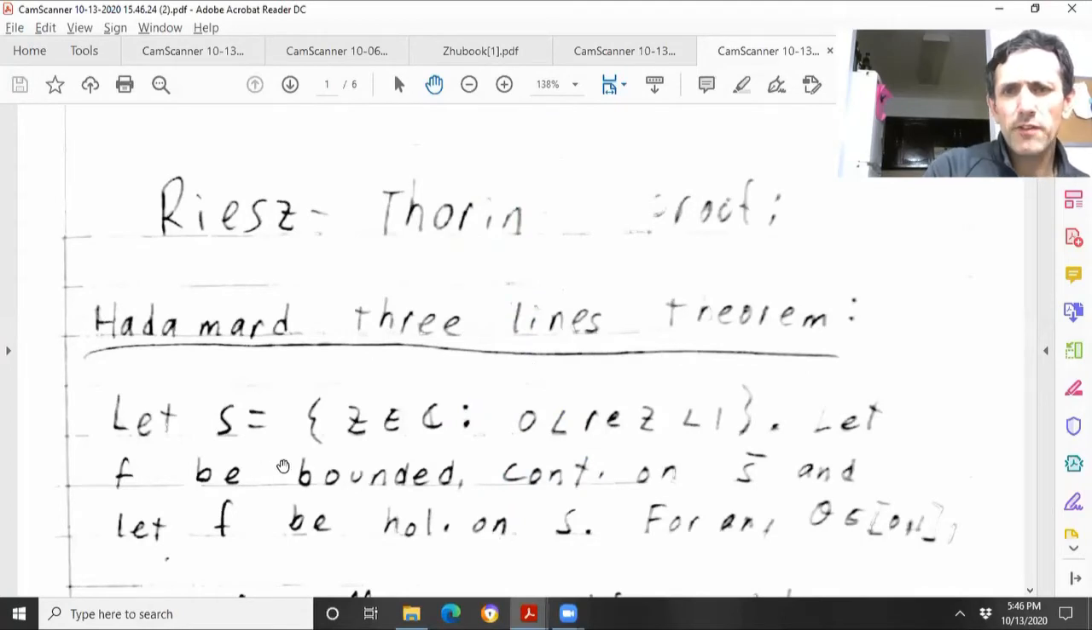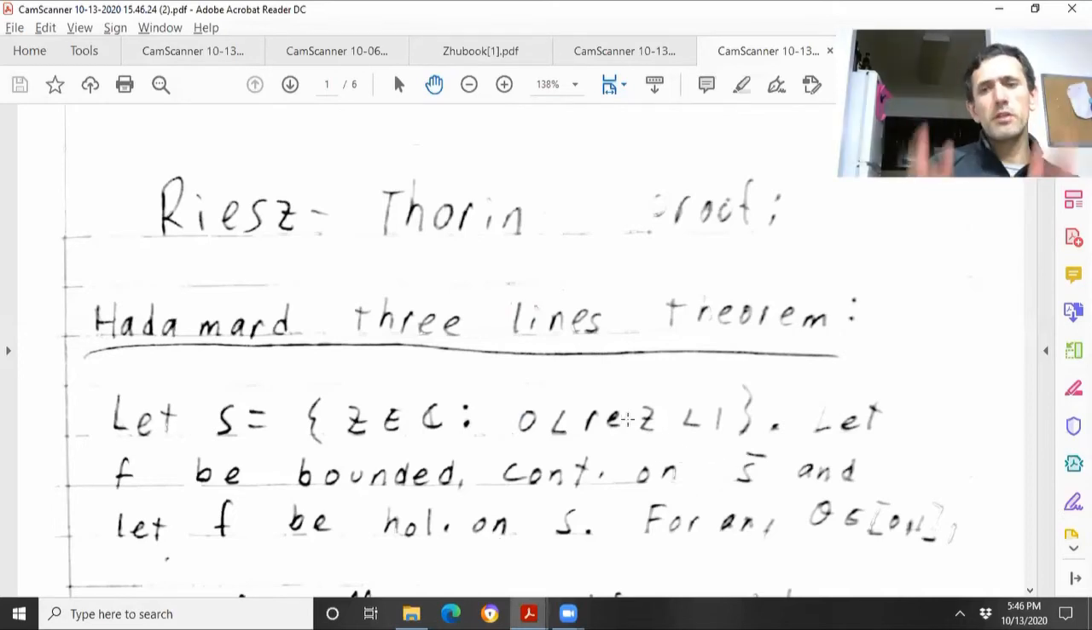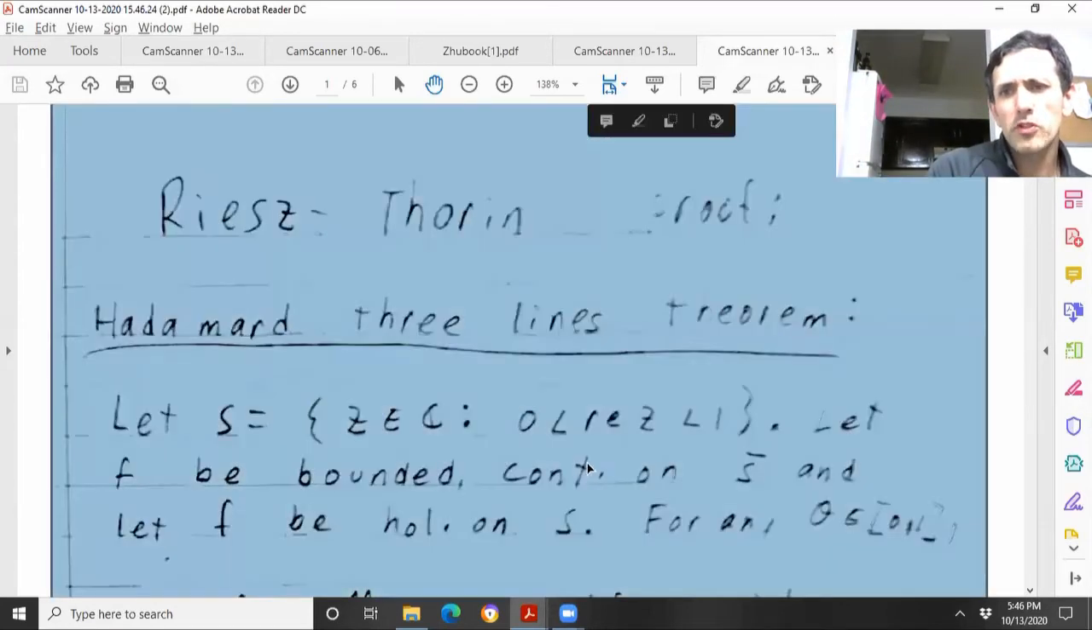Okay, so let's say F is bounded continuous on the closed strip. This is the open strip. We're excluding the two boundary lines. Let's say F is holomorphic on the open strip.